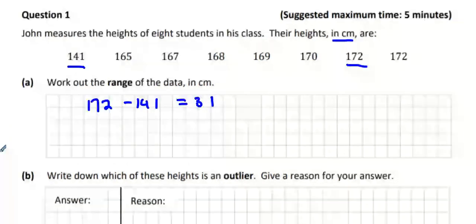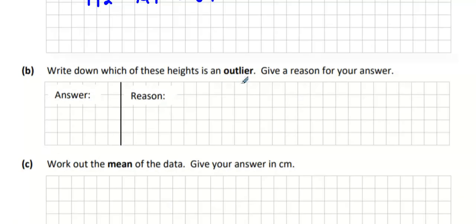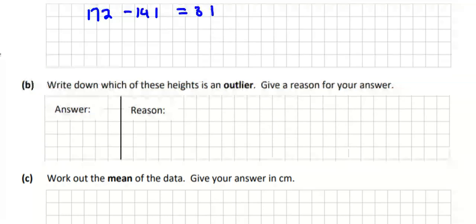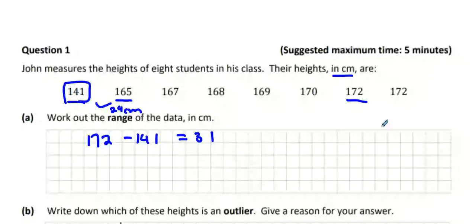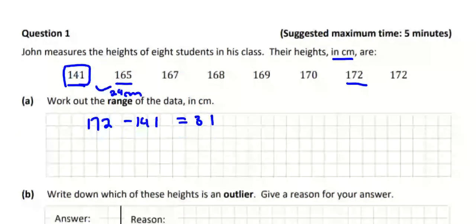We're all good there. Write down which of these heights is an outlier. Give a reason for your answer. Well, which one is the outlier? We've got to say it's probably going to be the 141, because the nearest number to 141 is actually 165, which is a full gap of 24 centimeters away. 165 up to 172 is only a gap of 7, so it's definitely the 141.